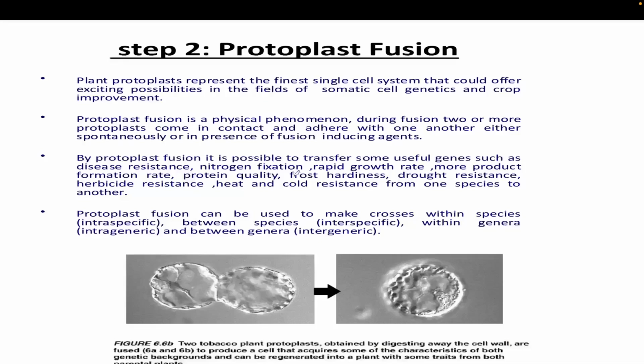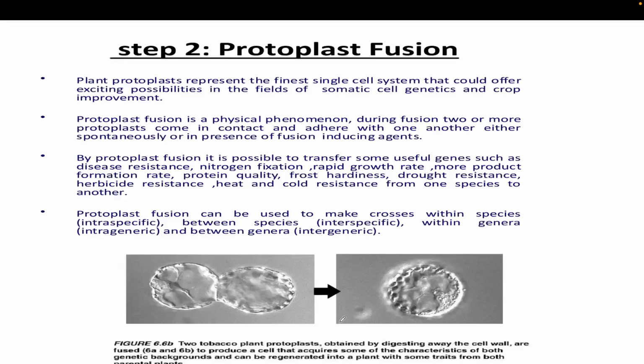Then in the second step you have to fuse the two protoplasts. Plant protoplasts represent the finest single cell system that could offer exciting possibilities in the field of somatic hybridization. In this case you can use either a mechanical method, an induced method, or a spontaneous method to fuse two protoplasts. You can see here two tobacco plant protoplasts, obtained by digesting away the cell wall.